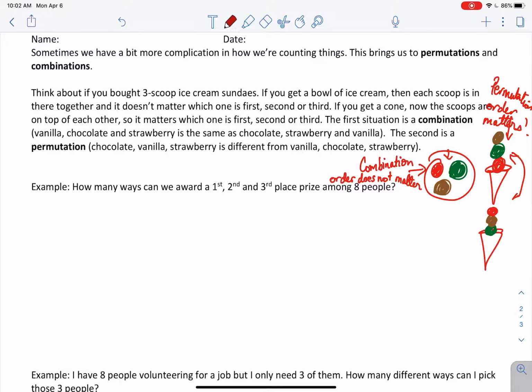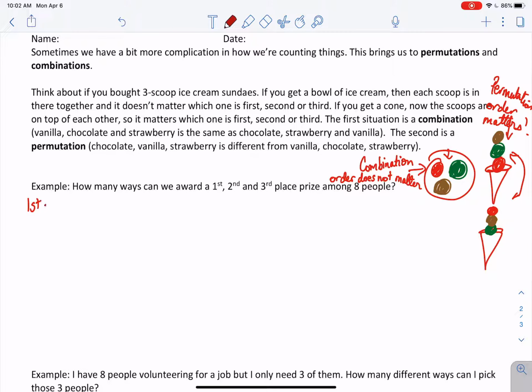So for first, let's say the 8 people are A, B, C, D, E, F, G, and H. Well, for first, I could do A, B, C, D, E, F, G, or H. Any one of them could get first. And let's say I give it to A. So for second, now I can't give it to A anymore.